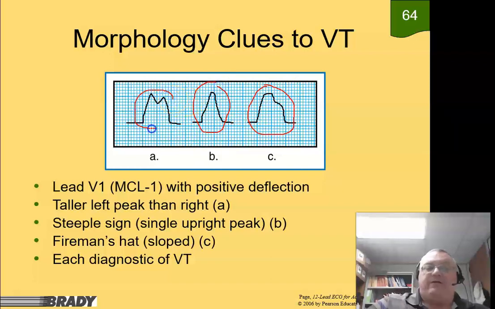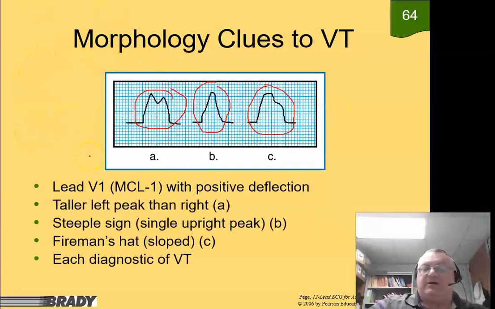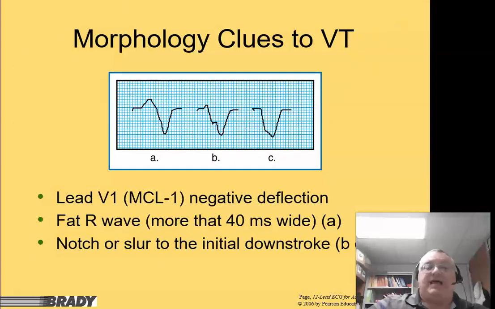So if I've got any morphology clues here, especially in V1, that it's a positive direction, more than likely, again, positive direction, and they've got one of these three here, again, it's probably going to be VTAC. The other lead that you can look at, again, is if V1 has got a negative deflection, but it's got, again, the notch or the slur. So it's kind of like the backwards of what we just saw right here. So if you're seeing that, that's a pretty good clue that it's VTAC.